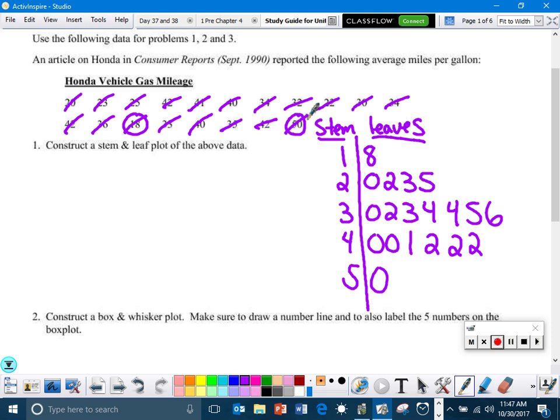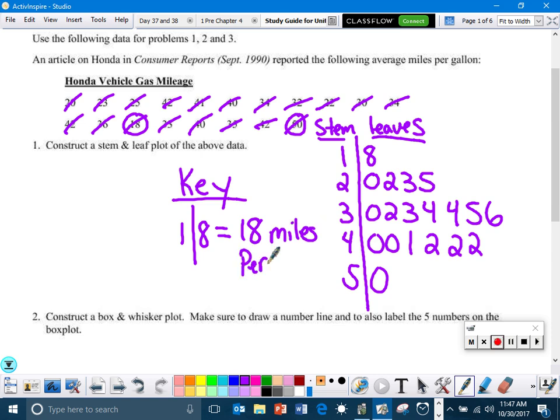All right, now remember, we're not quite done because you need a key. If you forget that on the test, you will lose a couple of points. The key tells us what we are looking at. So again, you can pick any number. I'll just pick the first one and put 1 with a vertical line, 8 equals 18. And what does that 18 mean? Miles per gallon. So the person looking at your display can easily identify what it is they are looking at. All right?